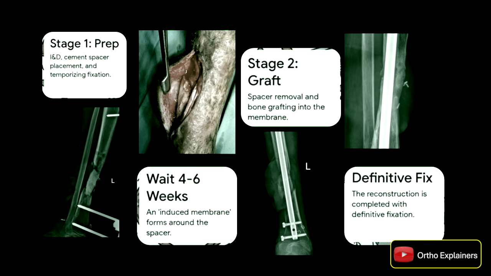Now, for those really challenging cases, the ones with critical size segmental bone defects, the Masquelet technique has become a real workhorse. It's a reliable, two-stage reconstruction. In stage 1, you do your meticulous debridement and place an antibiotic cement spacer. This spacer induces a biologically active membrane. Then, in a second stage, about 4 to 6 weeks later, that membrane provides a perfect, vascularized envelope to put your bone graft into, along with your definitive fixation. It's a really elegant solution.